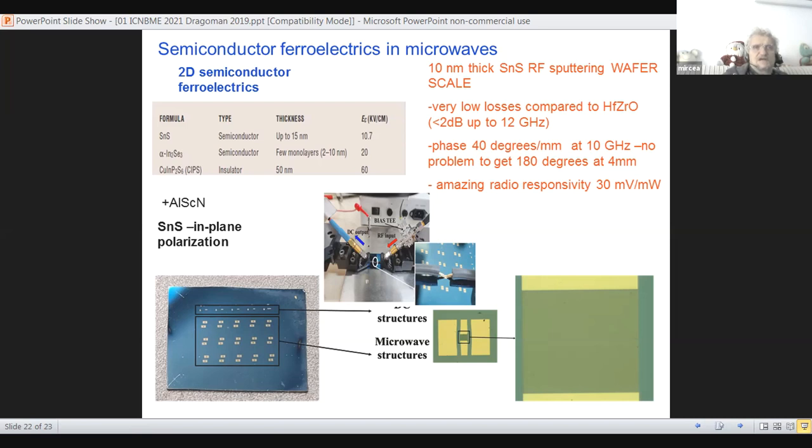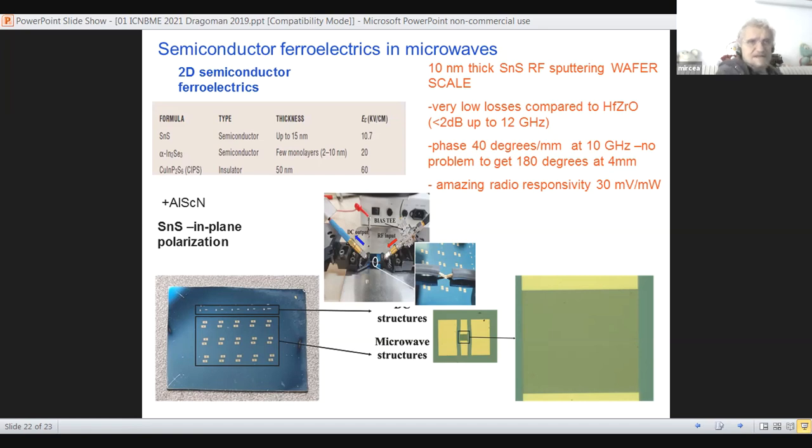It's not easy. The film is polycrystalline, almost amorphous, and many times creates problems. There are technologies to revive the ferroelectricity by warming the material, doing a lot of technological processes. But to my surprise, I measured some of these devices after 1 year to see if the ferroelectricity is still there. And it was still there.